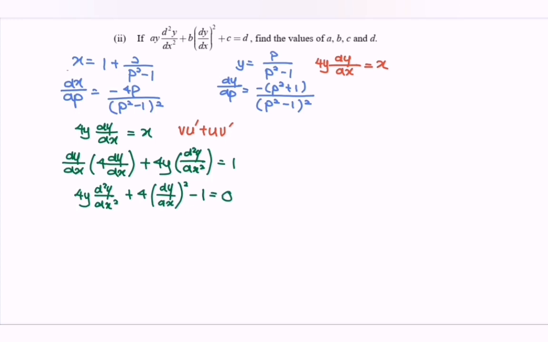So kindly compare the situation. a equals 4, b equals 4, c equals negative 1, and d equals 0.